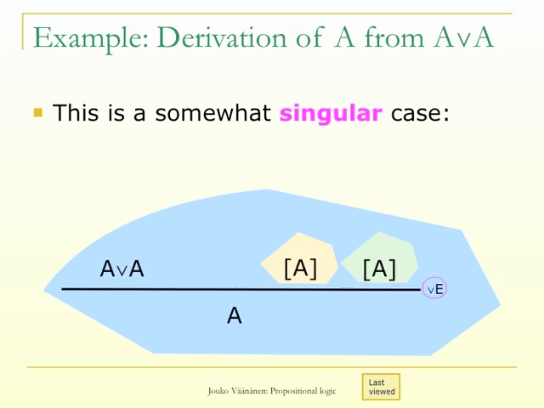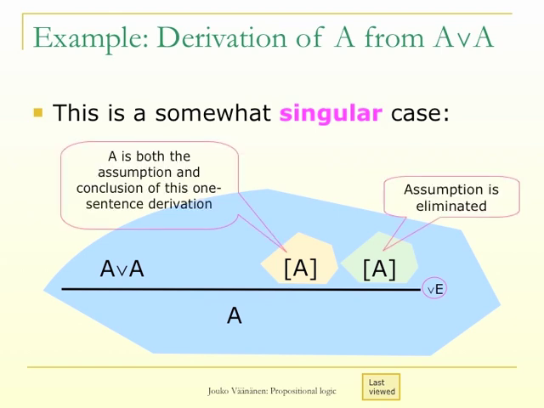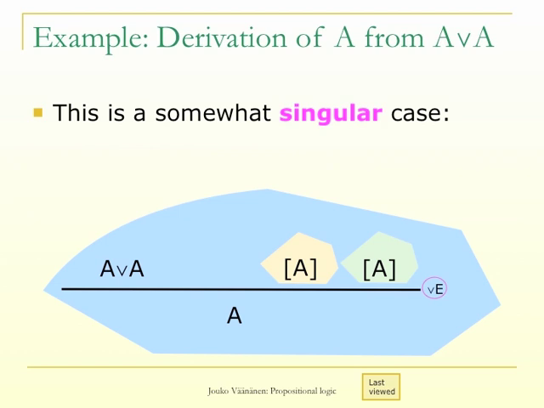Here is the deduction of A from A or A. Note that A is both the assumption and conclusion of the one-sentence derivation A. This is a singular deduction, but a deduction all the same.